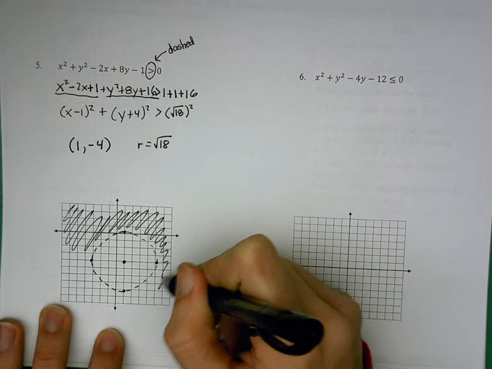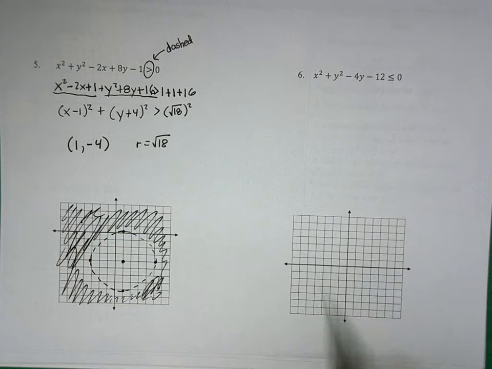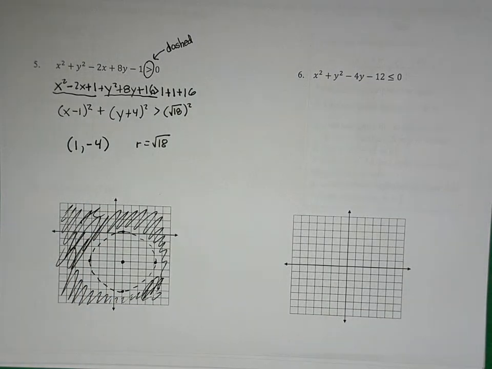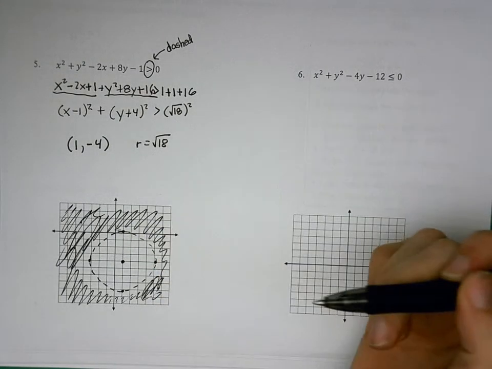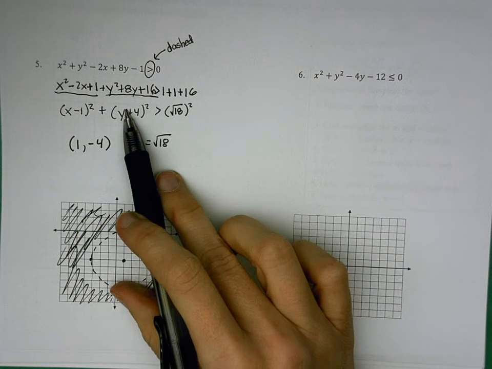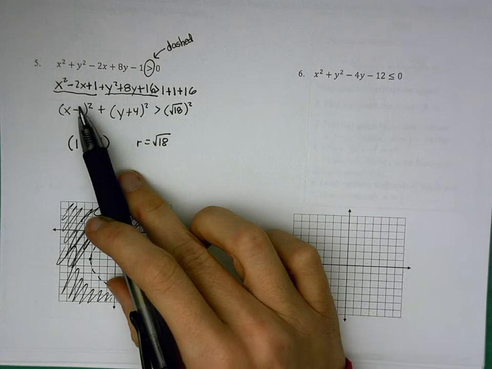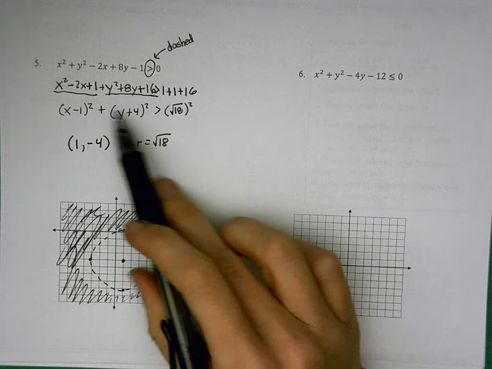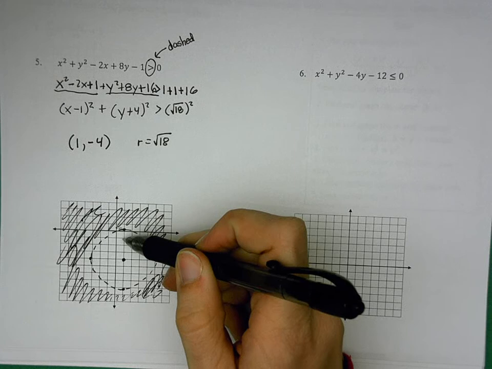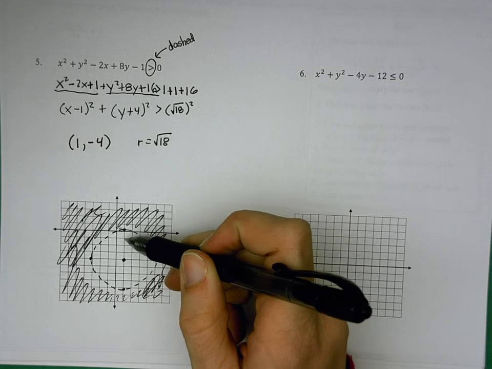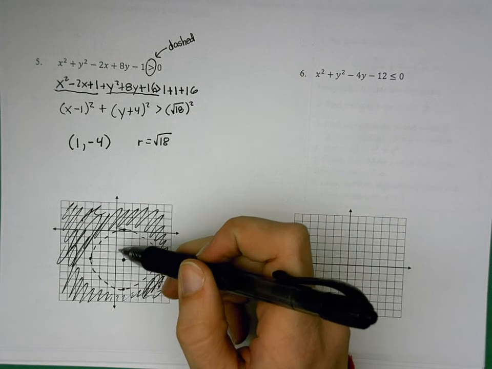(2, 2) is outside the circle, so everything else outside of the circle makes this statement true, and so it gets shaded. If I had tested a point inside the circle, say (1, -1), when you plug in (1, -1), you get a false statement. You get 0 plus 9, so 9 is greater than 18. Well, 9 is not greater than 18. So (1, -1) is false. And since (1, -1) is inside the circle, everything else inside the circle would be false. So I wouldn't shade that region. It's not true for my inequality.